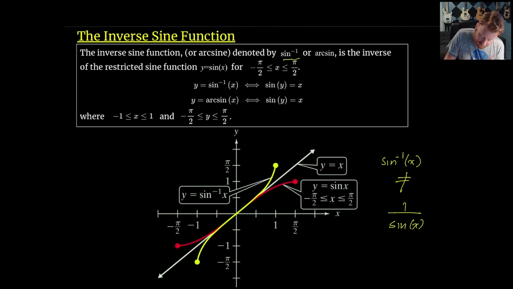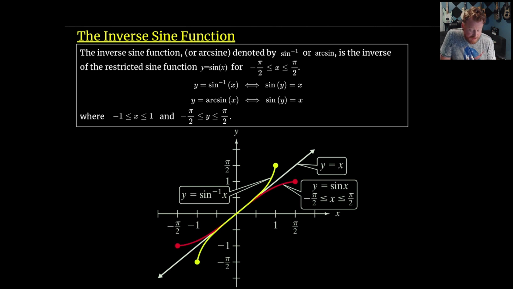We know what this is. This is the cosecant of x, and the cosecant is not the same as the inverse sine. There's a difference between reciprocal functions and inverse functions. So keep that in mind as well. An easy mistake to make. So we've got this inverse sine function, or the arc sine function, which is the inverse of the restricted sine function.